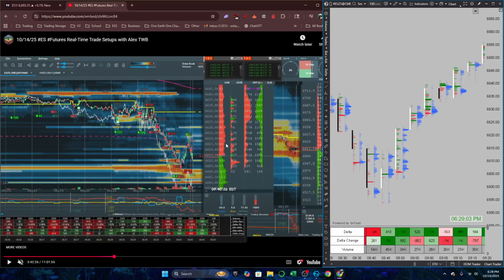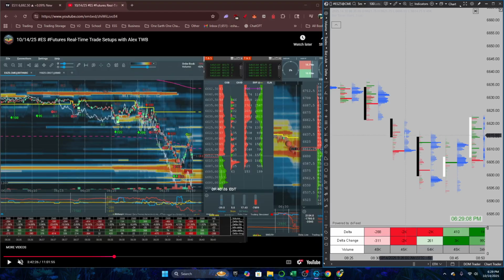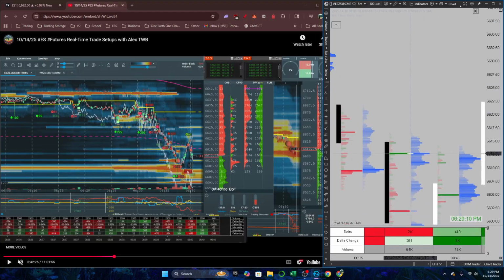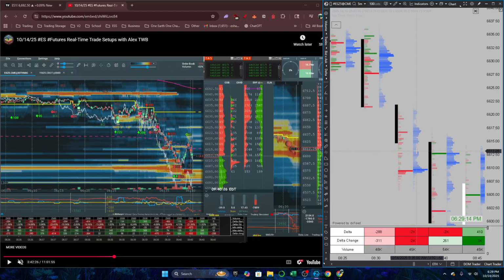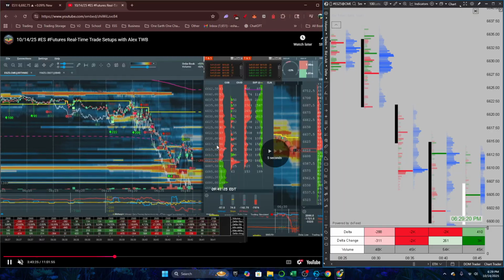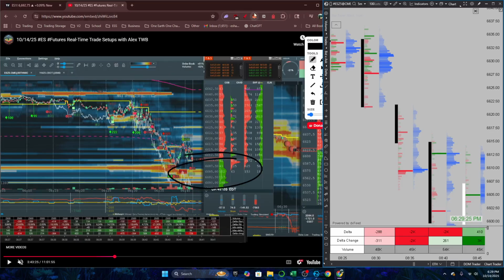Right there, we saw this spoofing happen. We saw the selling get tapped into. Hold on. 840 right here. 6612.75 buy order. But where would the target be? Our target, this is stacked liquidity right here. We saw this get spoofed out, so I would expect us to break this level. Now we have 6602 and 6600.